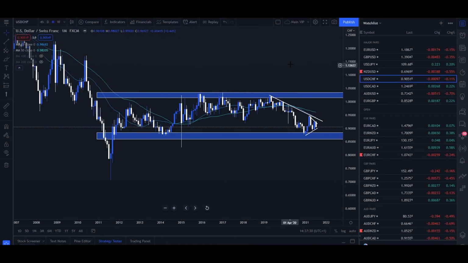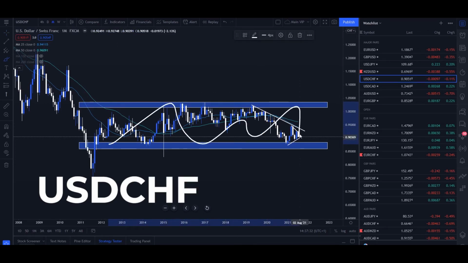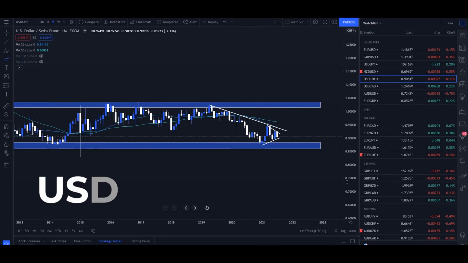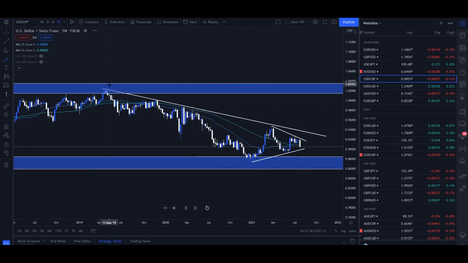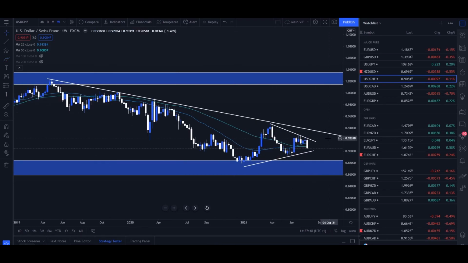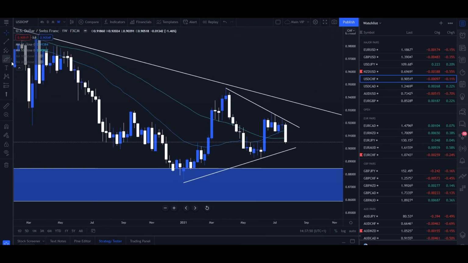pullback. Now, USD Swiss franc, we can see a nice consolidation, trending down, trending up. Let's look at the weekly time frame. We can see this much more clearly, trending towards the downside, nice push towards the upside. What's important on the weekly time frame is this recent close. As you can see, bearish engulfing candle breaking 25 and 50 moving averages. Very nice in this case, shows bearish momentum.